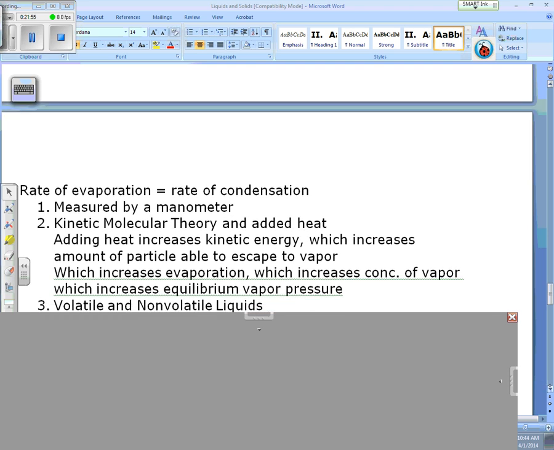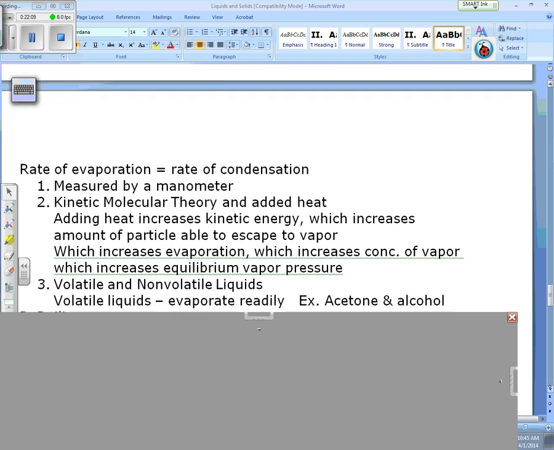All right, now we're going to talk about volatile liquids. Sounds like something really awesome, and I hate to disappoint because the definition is not as awesome as the word. A volatile liquid is one that evaporates very easily. I have readily on there, but easily. Acetone and alcohol both are volatile liquids. So they evaporate very, very easily.